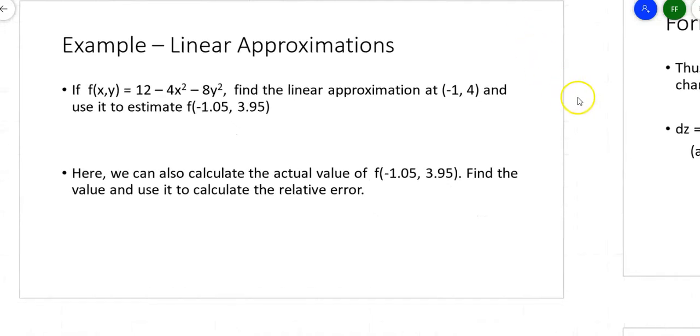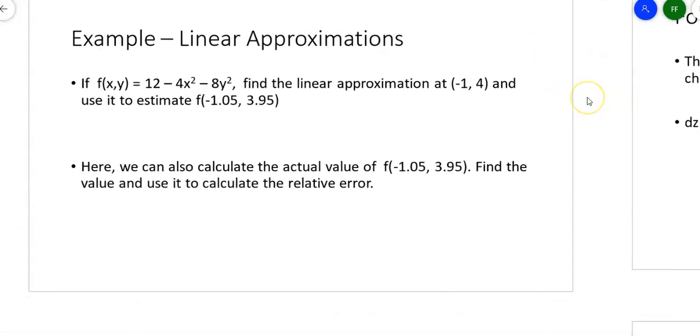So my example is this. I've got some surface, 12 minus 4x squared minus 8y squared. I want the linear approximation at (-1, 4), and I want to use it to evaluate the function very close to (-1, 4). Now, it turns out that in this case, we can actually calculate the value. We would do an approximation if we couldn't, but here we can, so at the end we can come up with the relative error and see how close we were.